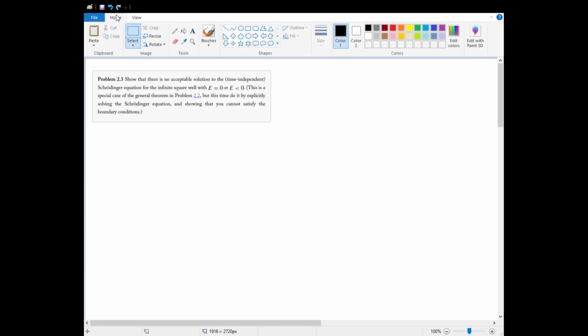In problem 2.3, we are asked to show that there are no acceptable solutions to the time-independent Schrödinger equation for the infinite square well with energy equals 0 or energy less than 0. So let's start by writing down the time-independent Schrödinger equation that we've been using all this time, which says that negative h bar squared over 2m times the second derivative of psi with respect to x, specifically little psi, plus our potential V of x is equal to the energy E times psi.